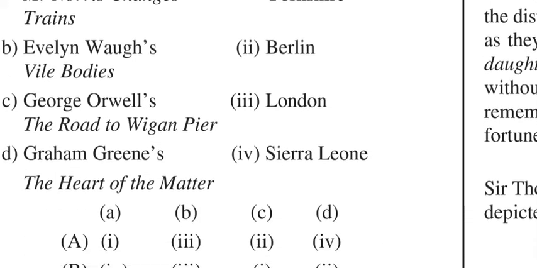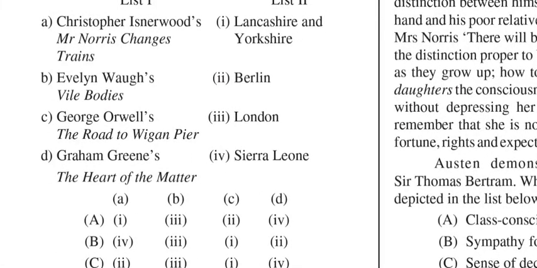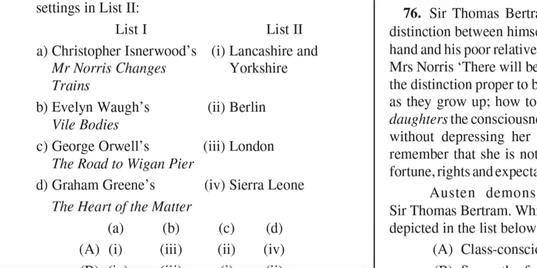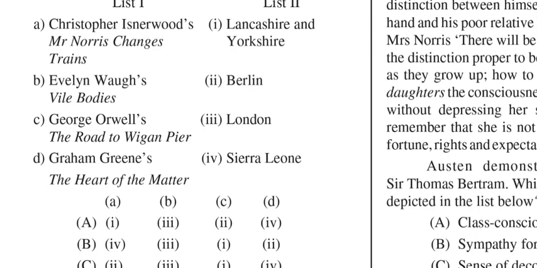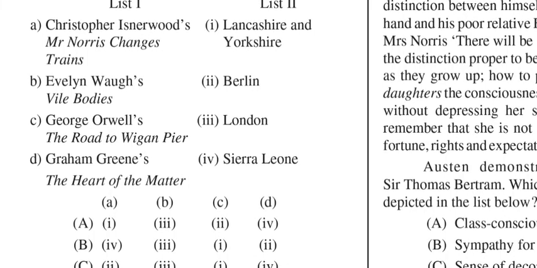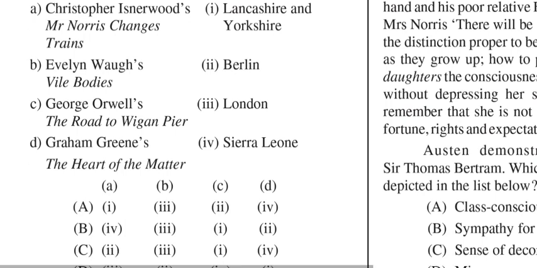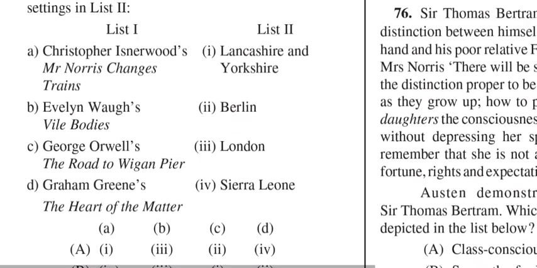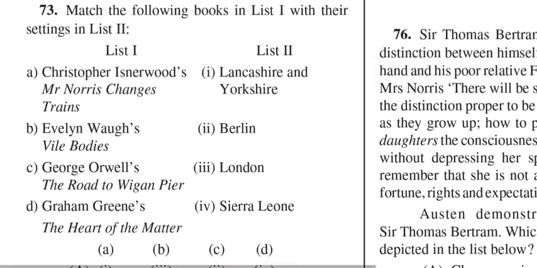Correct option will be C. That means A2. Christopher Isherwood's Mr. Norris Changes Trains. This is 73, right? C. A2, Berlin. So this is based in Berlin. B3, Evelyn Waugh's Vile Bodies, London. So this is based in London. C1, George Orwell's The Road to Wigan Pier. It is based in Lancashire and Yorkshire. Graham Greene's The Heart of the Matter. It is related to 4, Sierra Leone, like this.